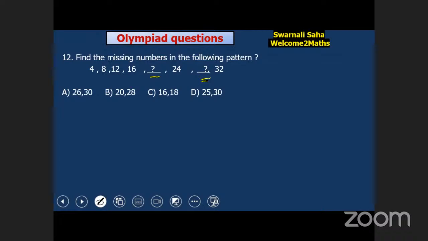Okay, let's check the answer then. Many answers I got already. So you see each number increases by 4. 16, 20, and it is also a table of 4. Okay. So it would be 20 and 28.